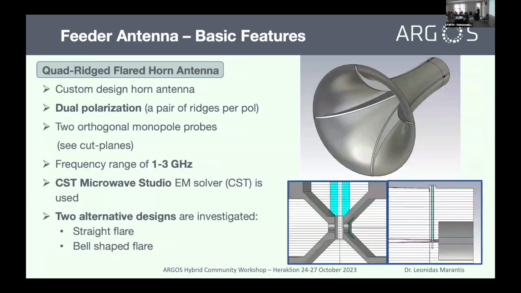Okay, now a few words about the feeder antenna that we are actually designing in our lab. As I mentioned before, we're talking about a quad-ridged flared horn antenna. As you can see here in the picture, it's a custom design, dual polarization, with a pair of ridges per polarization. You can see the 4 ridges, and 2 orthogonal monopole probes.